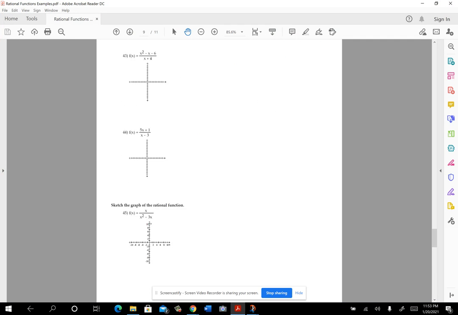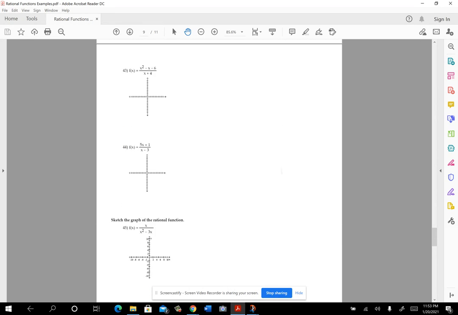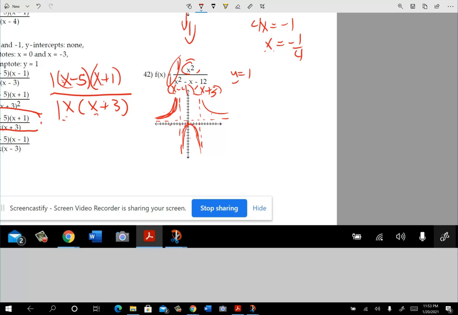All right, let's go ahead and look at the last page. It took way longer than I expected.